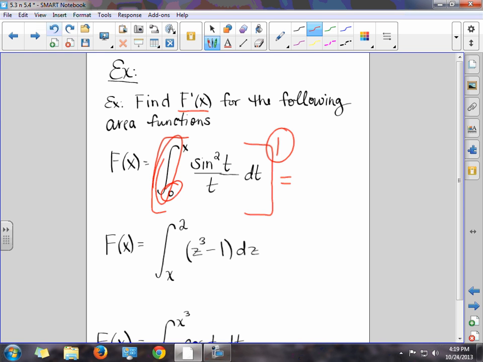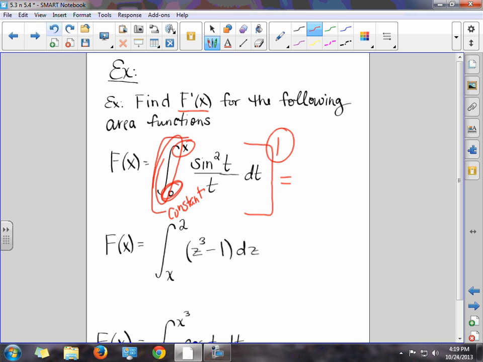Now, one thing to think about is your lower limit. Your lower limit always needs to be a constant, and your upper limit always needs to be a variable or a function defined in terms of a variable. So let's go ahead and use the fundamental theorem of calculus and see what it tells us.